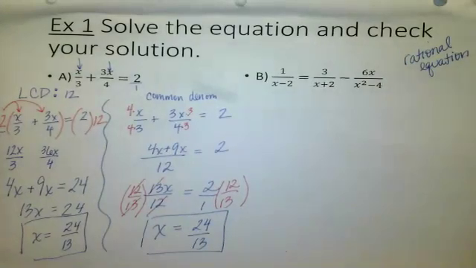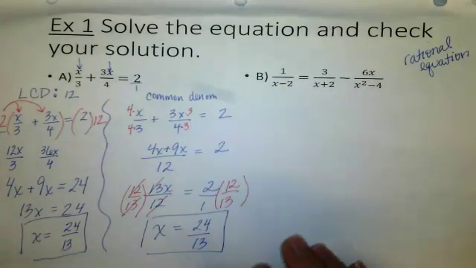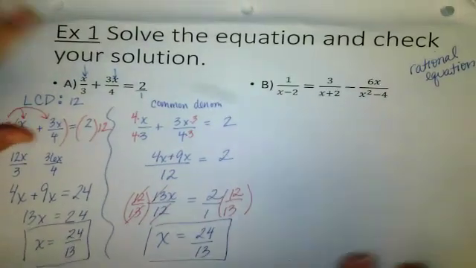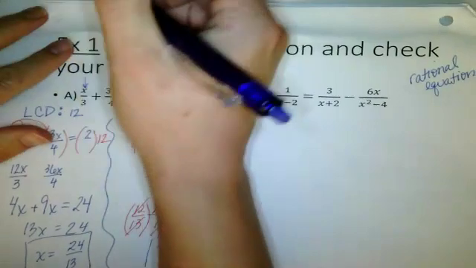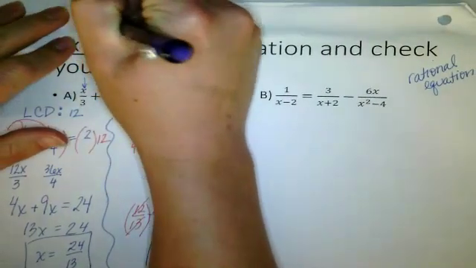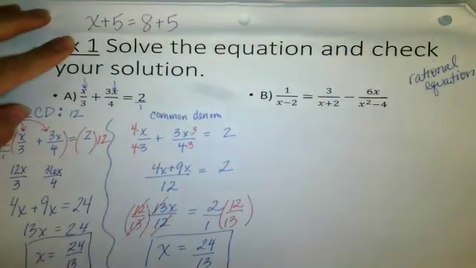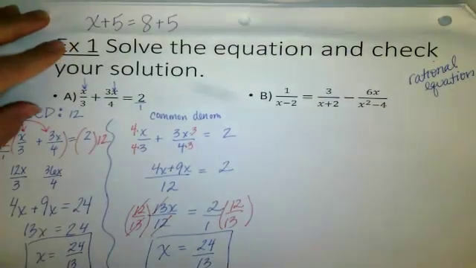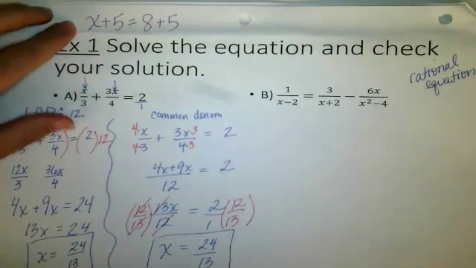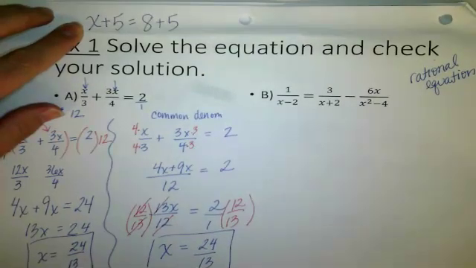Okay, so on this one, I'm going to get to it in just a second because it's kind of interesting. I got to do a little bit of a logic test on you. Okay, so I'm going to get here in just a minute. So, x plus 5 equals 8 plus 5. What's x? Right up here. x plus 5 equals 8 plus 5. It's 8. It's 8, right?